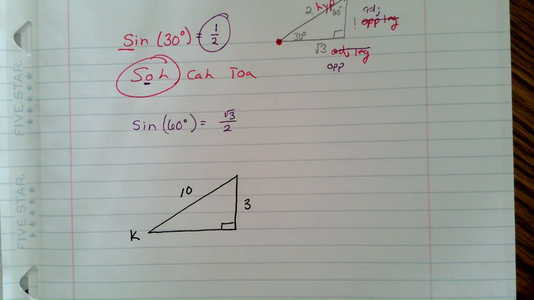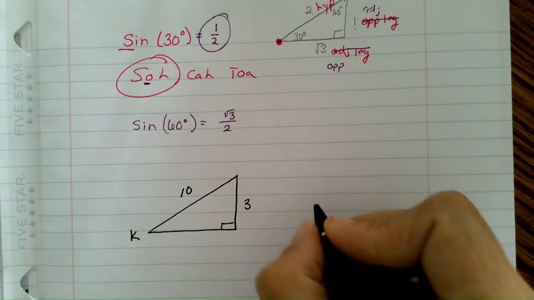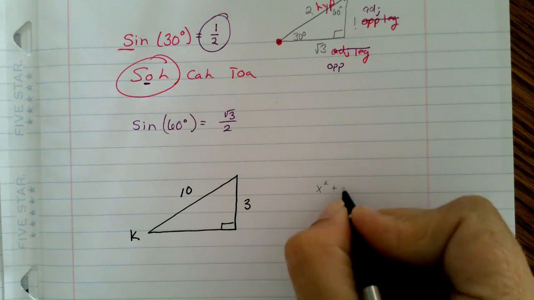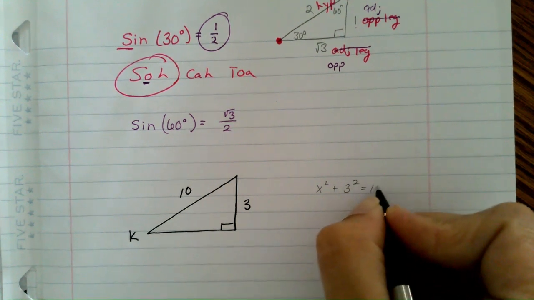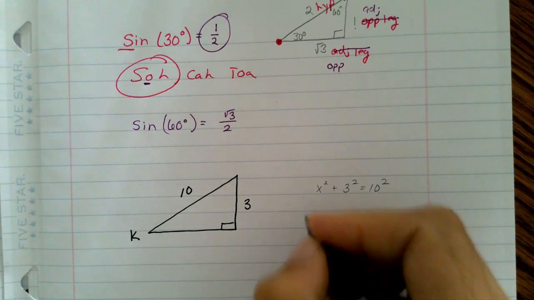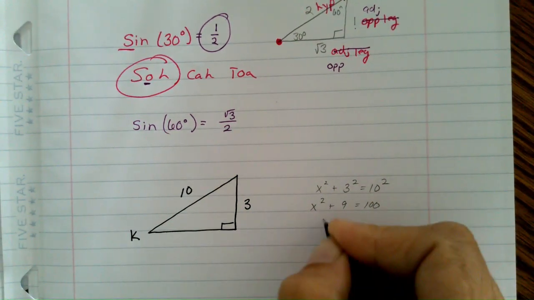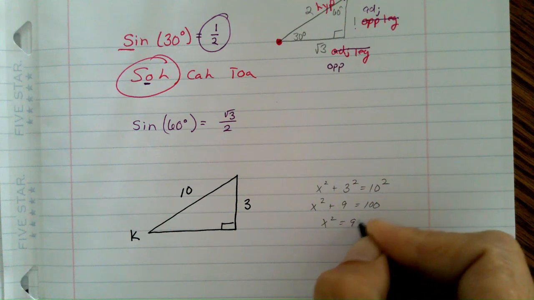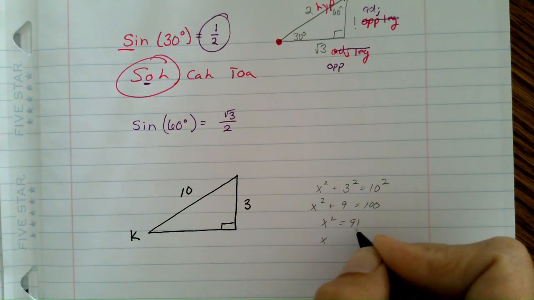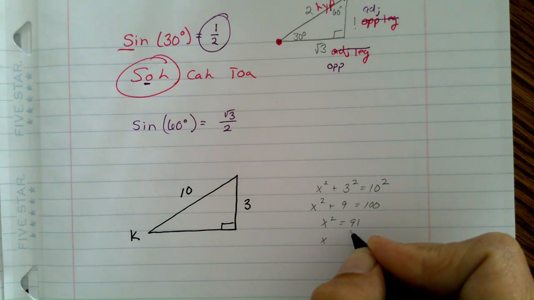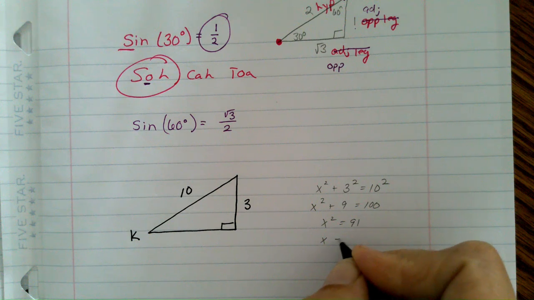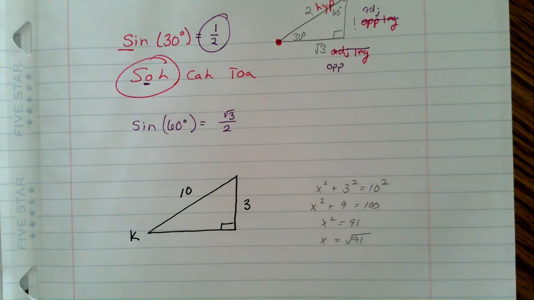Okay, let's go ahead and find the missing part. So we have leg squared plus leg squared equals hypotenuse squared. So x squared plus 9 equals 100. So x squared equals 91, so x equals the square root of 91.